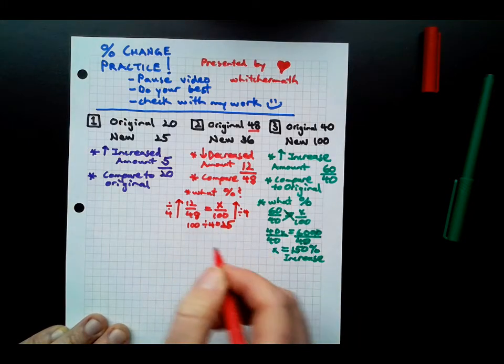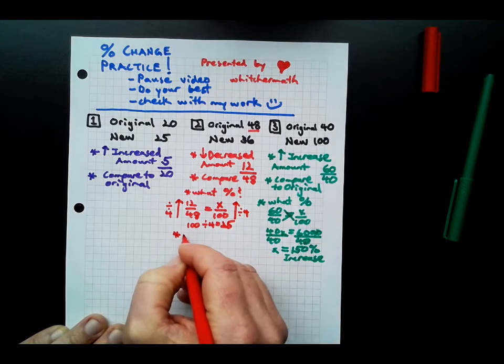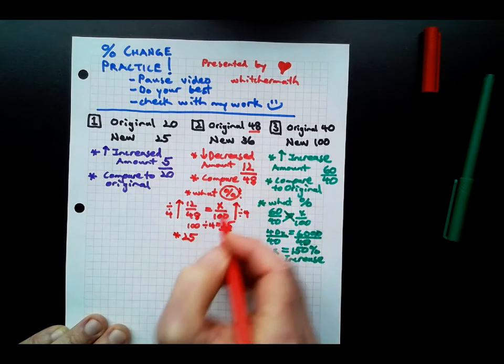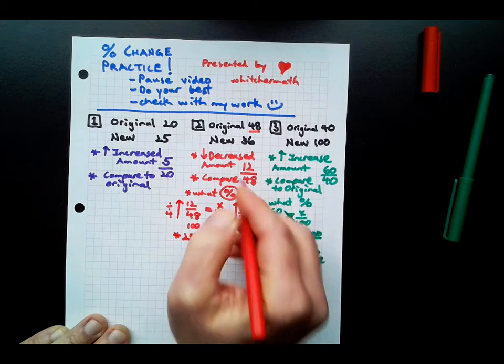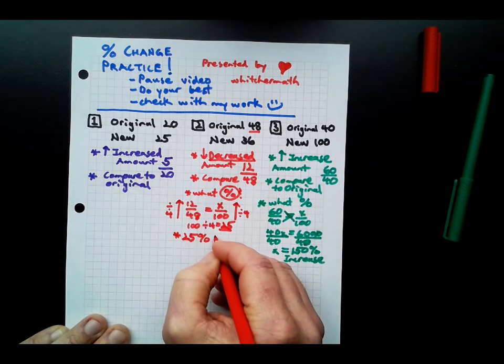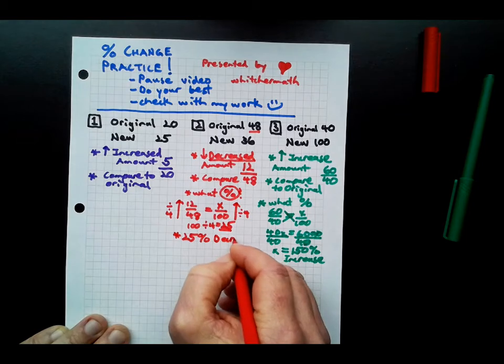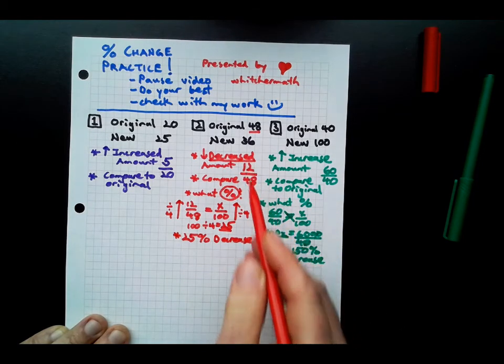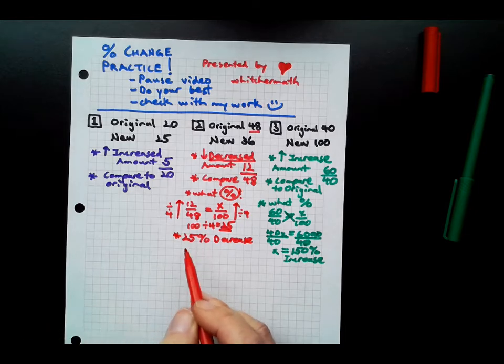And then our final step was to write it. We write the number of our answer, we put the percent sign, and then we use the word describing what happened. 25% decrease. So it went down by an amount of 12, it went down by a percentage of 25.